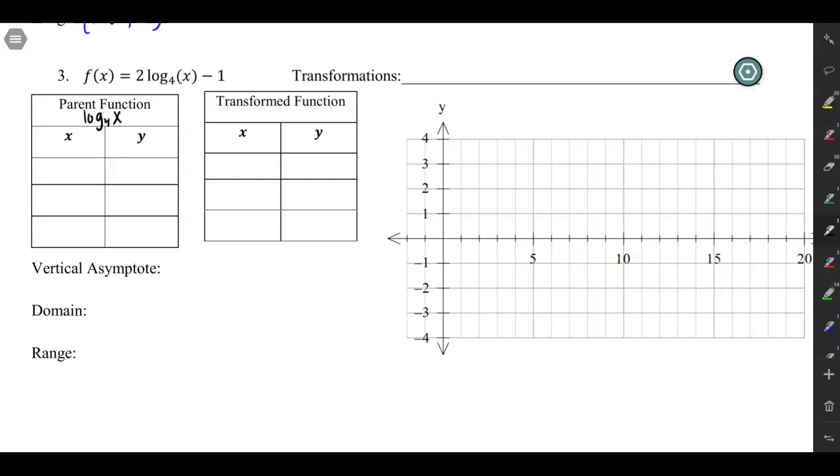So parent function is log base 4 of x. So my x values are going to be 1/4, 1, and 4. Then my y values are -1, 0, and 1.